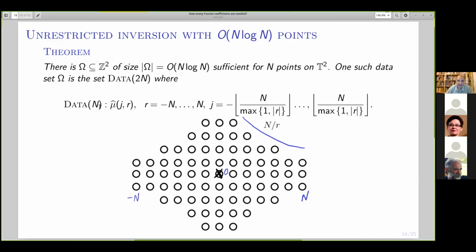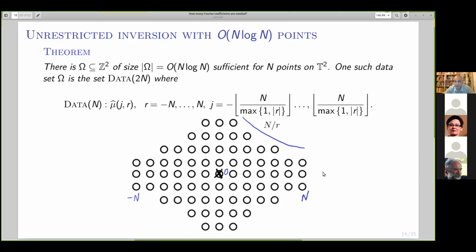Data n is all the points that you see here. So this is y equals 0. You go from minus n to n for y equals 0, for y equals minus 1, and for y equals plus 1. You get from minus n to n. And then you start reducing how many you take by dividing by r. So in the rth row, you take n over r points. So this line here is n over r. This will be sufficient to determine everything.